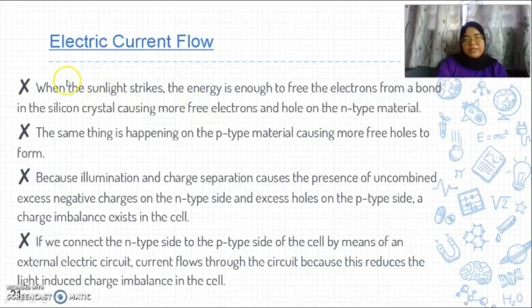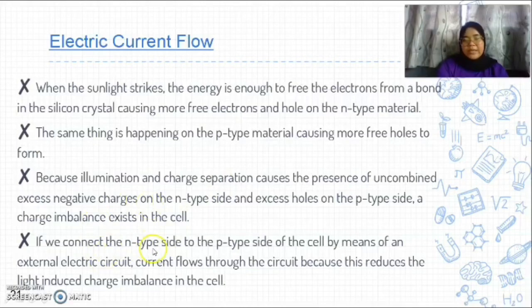Okay, next, how does the electric current flow? When the sunlight strikes, the energy is enough to free the electrons from a bond in the silicon crystal, causing more free electrons and holes in the n-type material. The same thing happens in the p-type material, causing more free holes to form. Because of the illumination and also the charge separation, there are uncombined excess negative charges on the n-type side and excess holes on the p-type side, so a charge imbalance exists in the cell. So basically, when the sunlight strikes, it will produce more electrons on the n side and more holes on the p side. This will cause a charge imbalance.